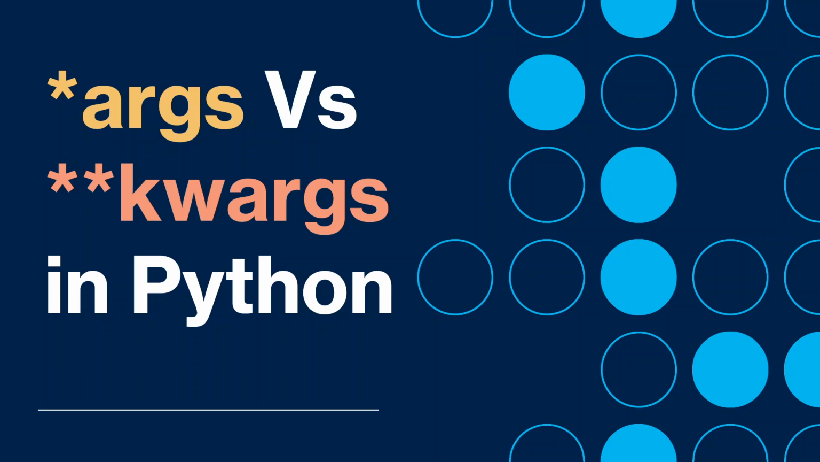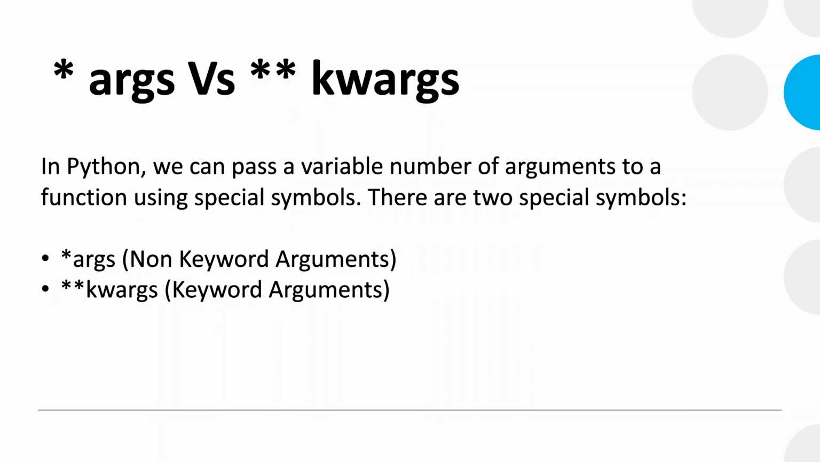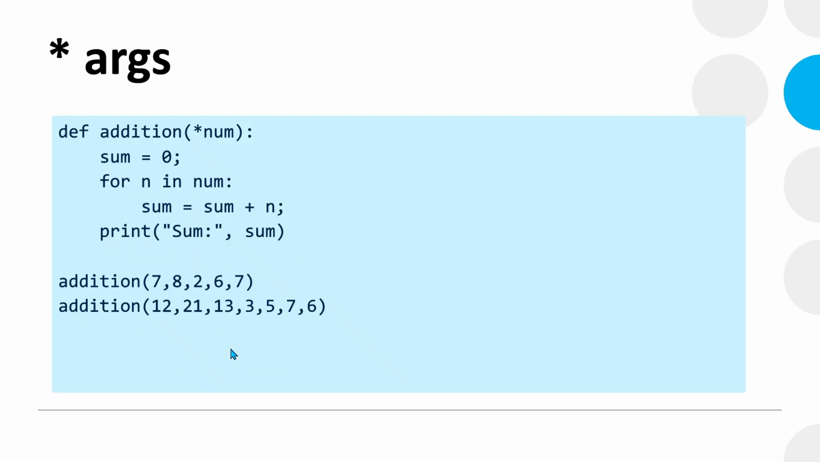Let's try to see this by running a couple of programs. As I said, in Python we can pass a variable number of arguments to a function using special symbols. These two are called args, which is a non-keyword argument, and kwargs, which is a keyword argument. First we'll discuss args, and let's see an example to understand this better.